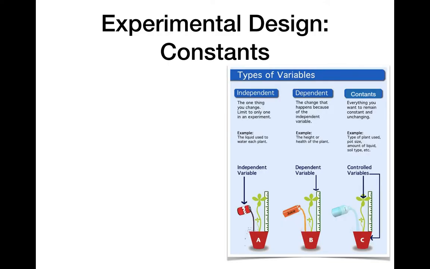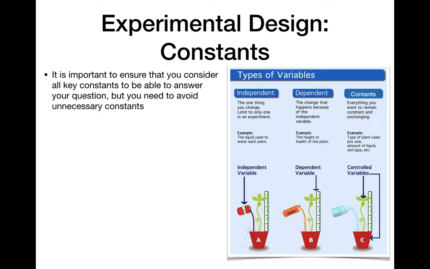Let's talk about constants. So it's really important that you don't forget any key constants. You remember all the constants that are important for your experiment, but you also avoid unnecessary constants. And this is something that students often do when they're first developing their skills in experimental design, is they tend to either make really simple constants in lower grades, 9th grade, 10th grade, and then in upper grades, 11 and 12, I find my students often go too far and they list so many constants, some of which are unnecessary. And the IBO does not like that.